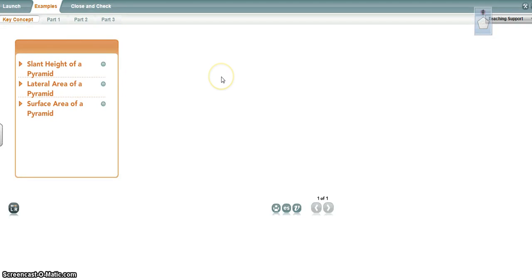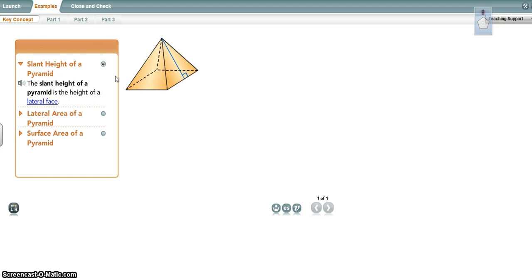This lesson is about finding the surface area of right pyramids. The height of a lateral face of a pyramid is called the slant height. The symbol for slant height is a script L.